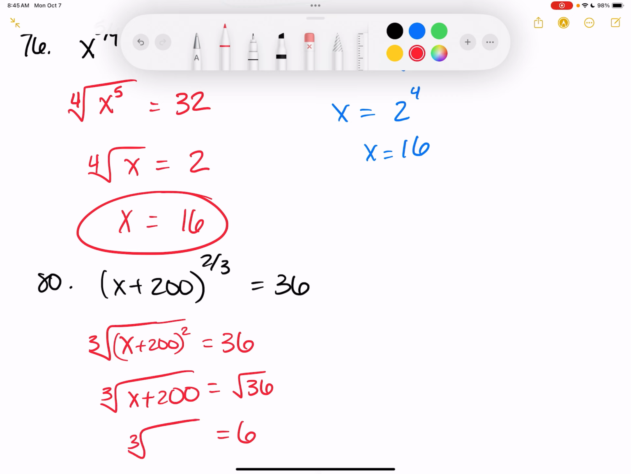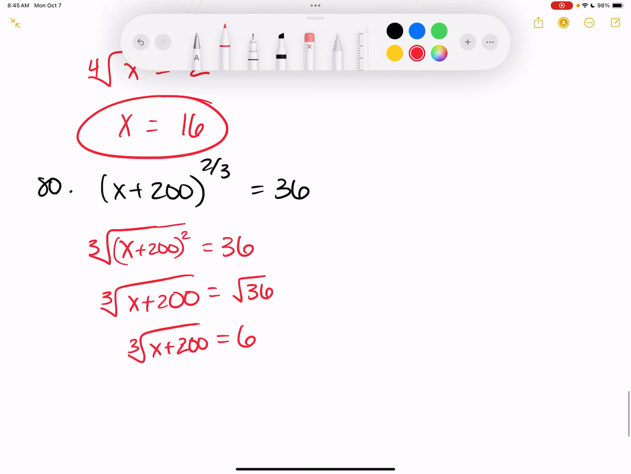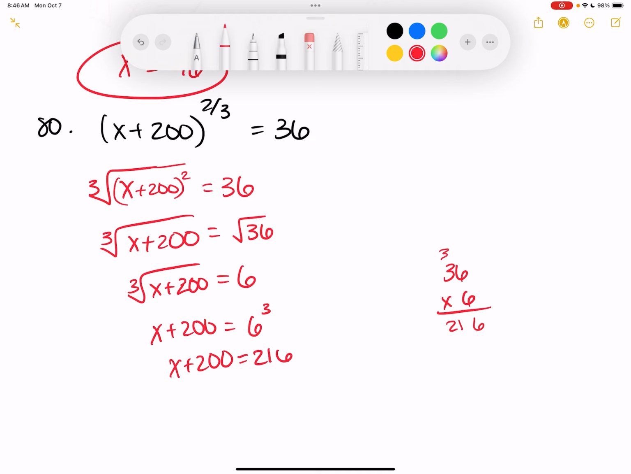So now how do I undo a cube root? Cube it. So x plus 200 equals 6 cubed. What's 6 cubed? I was close. 216. So x plus 200 equals 216. Now at this point I can just subtract, so x equals 16.